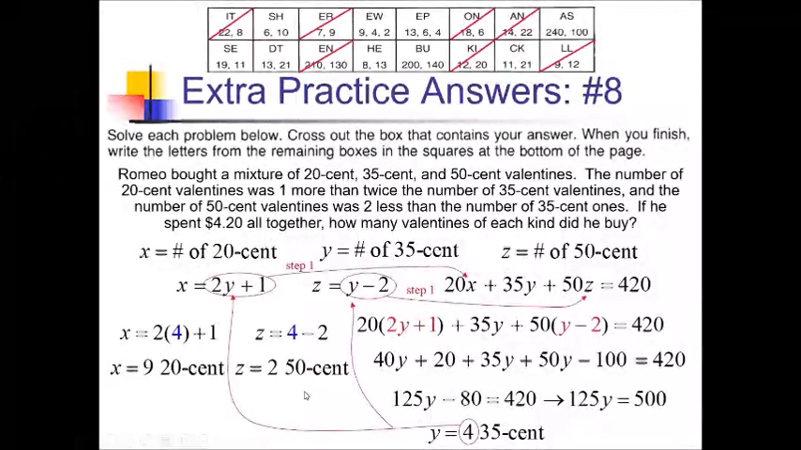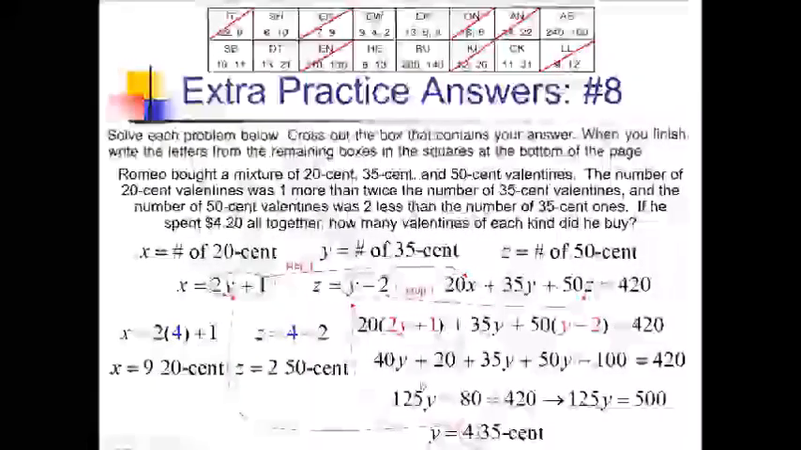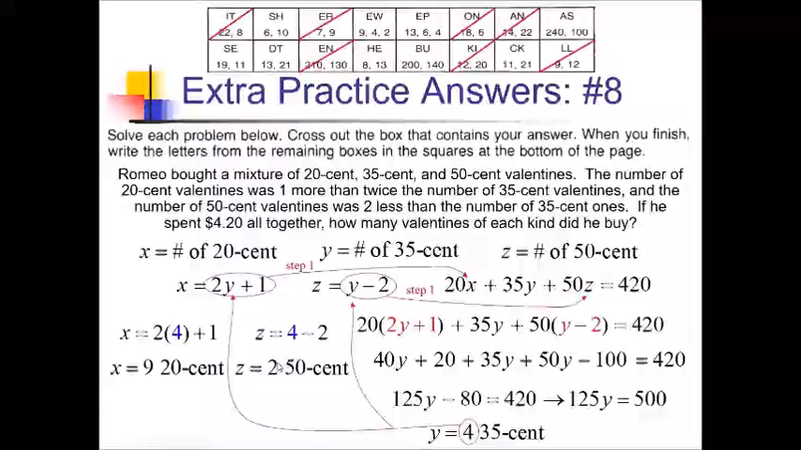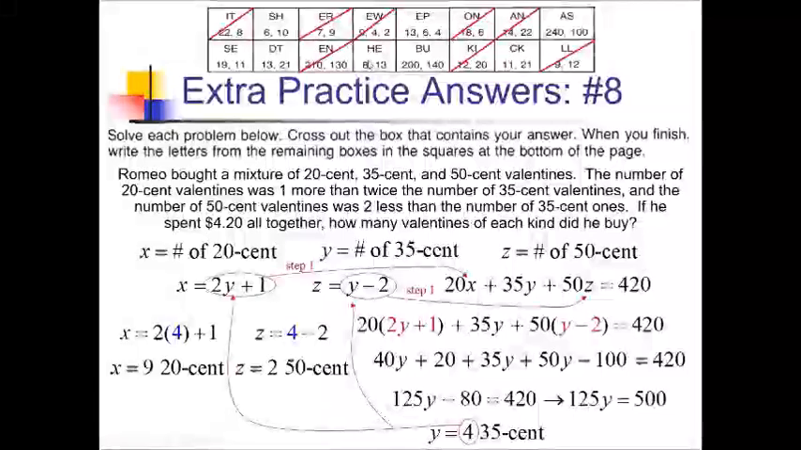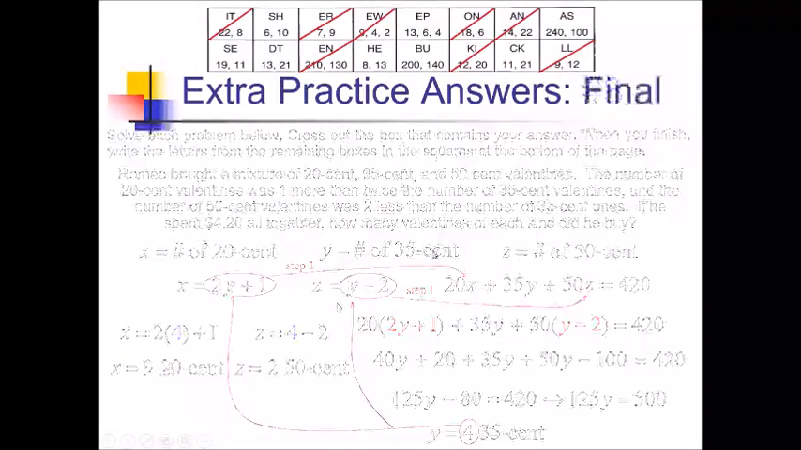So he was kind of cheap. He didn't buy as many of the more expensive ones. So altogether then, we had 9, 4, and 2. So 9, 4, and 2, there's a box right here. This EW box has all of those. So there we are. We've crossed off everything we needed to cross off, and all that remains now is to see what's left over and see what it spells out.